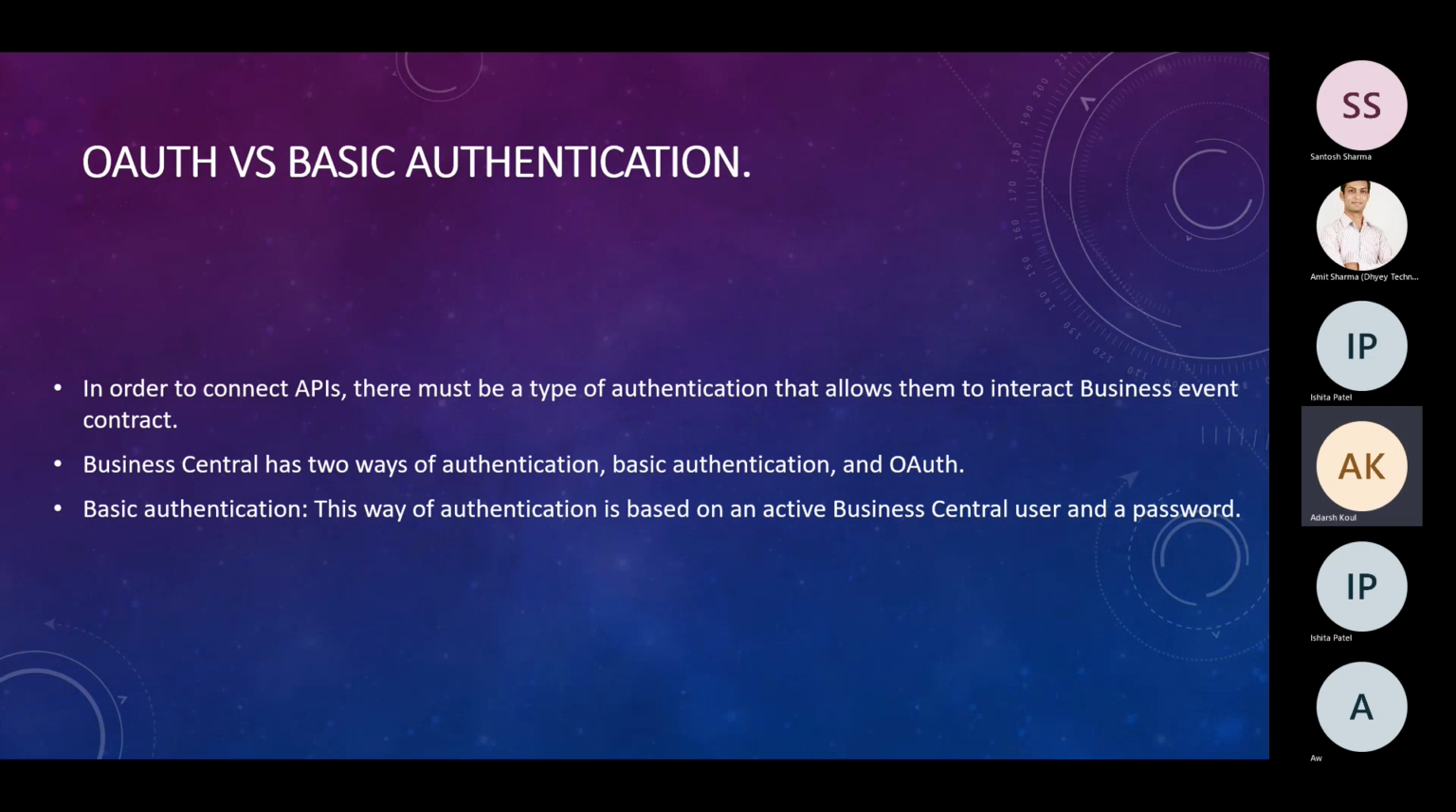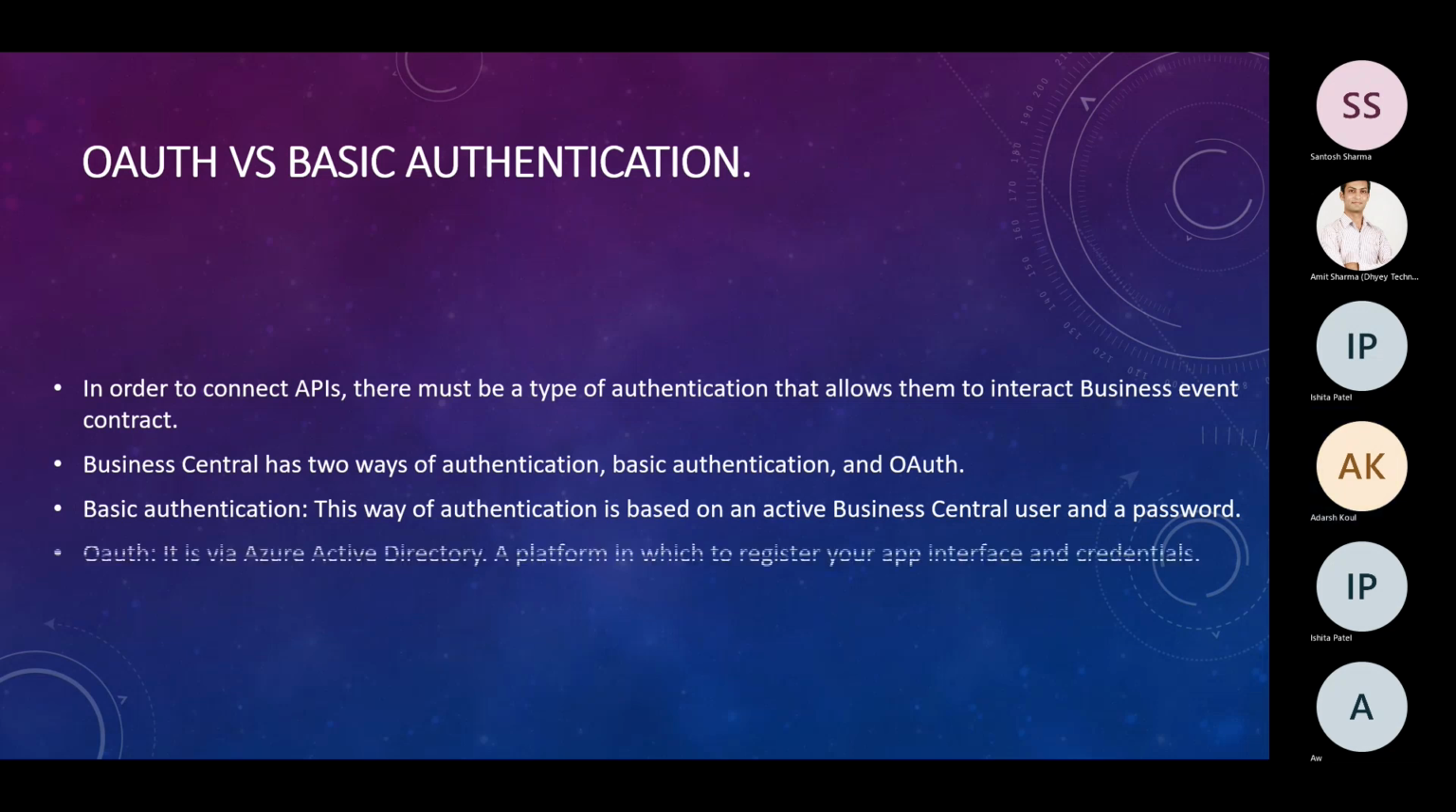Basic authentication is a way of authentication that is based on an active Business Central user and a password. This password is called Web Service Access Key, and it can have an expiration date. OAuth authentication is usually via Azure Active Directory, a platform in which to register your app interface and credentials. In OAuth authentication, we will have an app as the user and a token as a password. The example of this I will be showing to you later in this session.